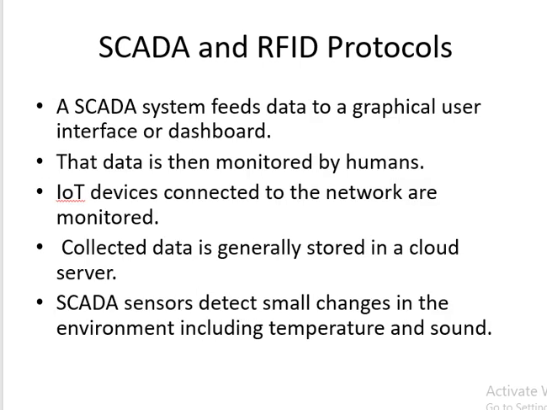The SCADA system feeds data to a graphical user interface or dashboard. That data is then monitored by humans. IoT devices connected to the network are monitored. Collected data is generally stored in a cloud server. SCADA sensors detect small changes in the environment, including temperature and sound.